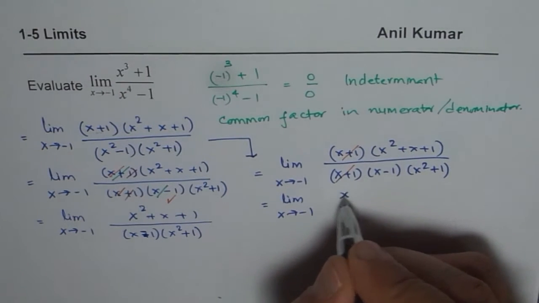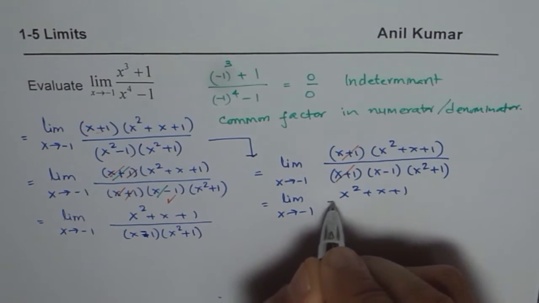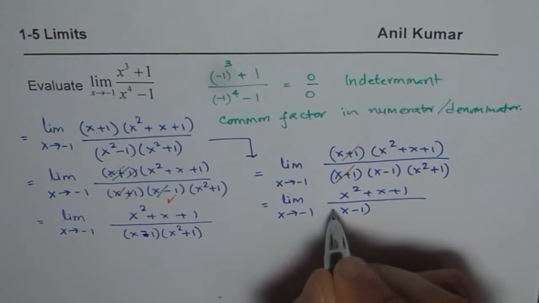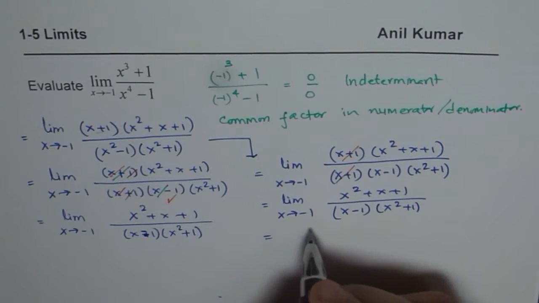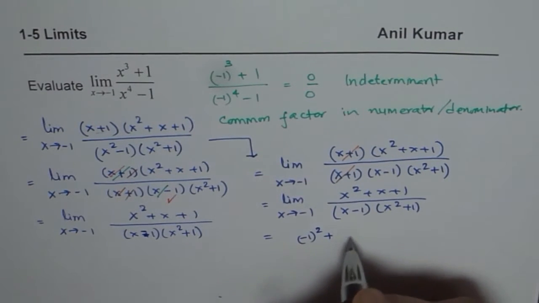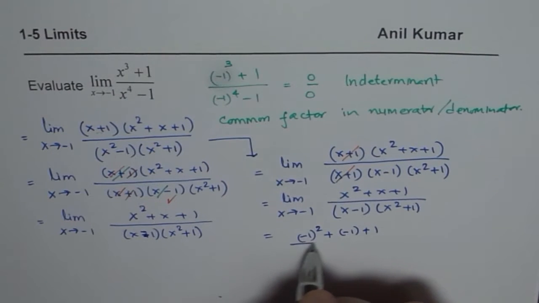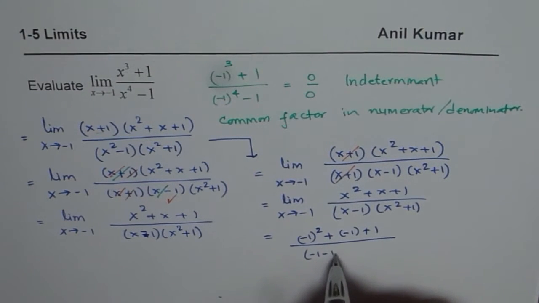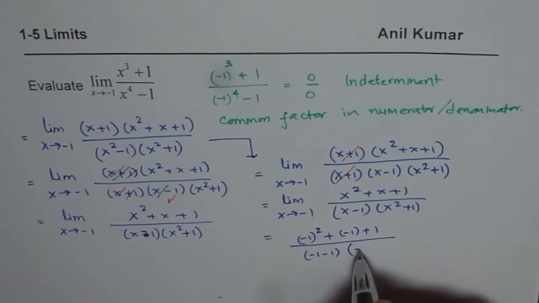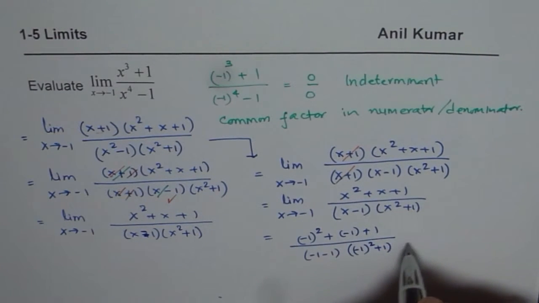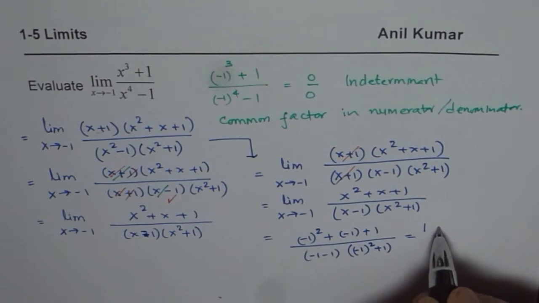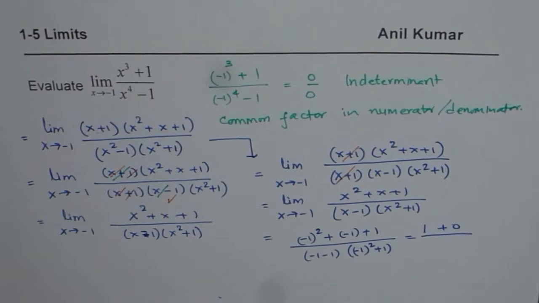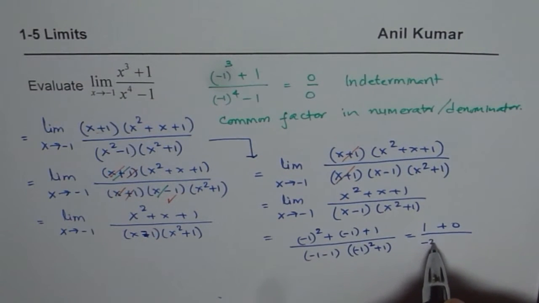So what you get here is (x squared plus x plus 1) divided by (x minus 1) times (x squared plus 1). And now we can substitute minus 1 here. So we get (minus 1 squared plus minus 1 plus 1) divided by (minus 1) times (minus 1 squared plus 1). And this is 1, and minus 1 plus 1 is 0, right? So we eliminate plus 0, divided by, so here we have minus 2, right? And we have plus 2 here.